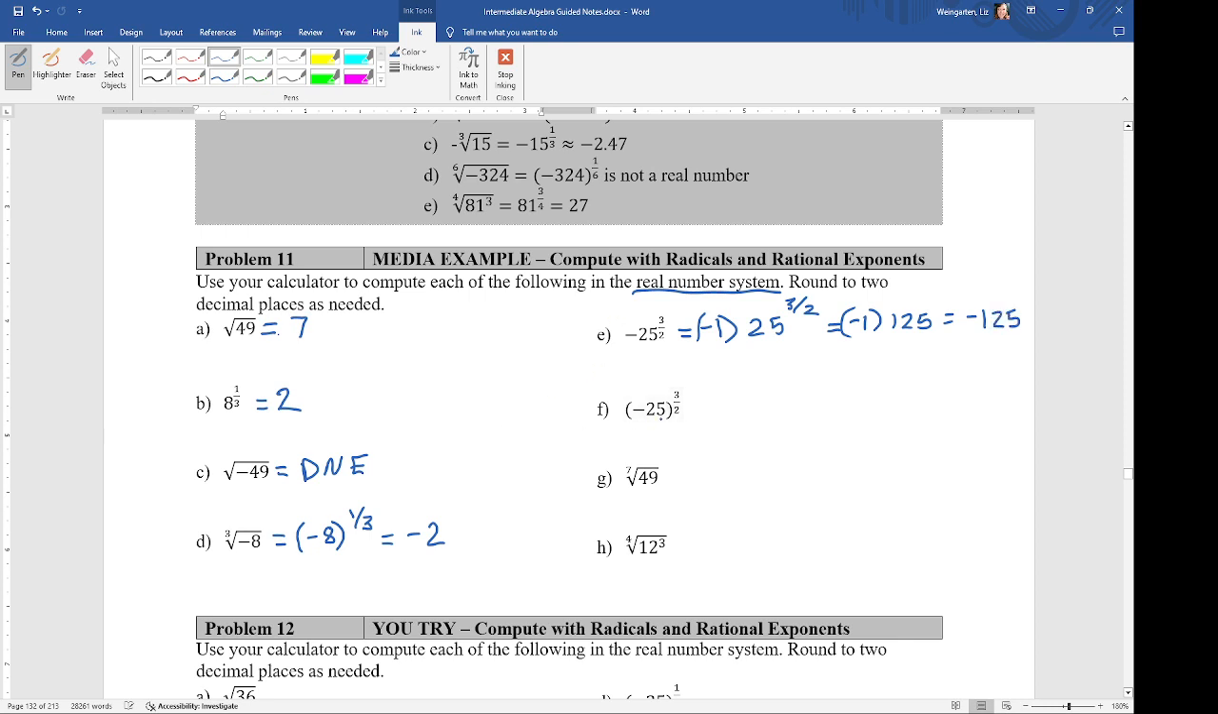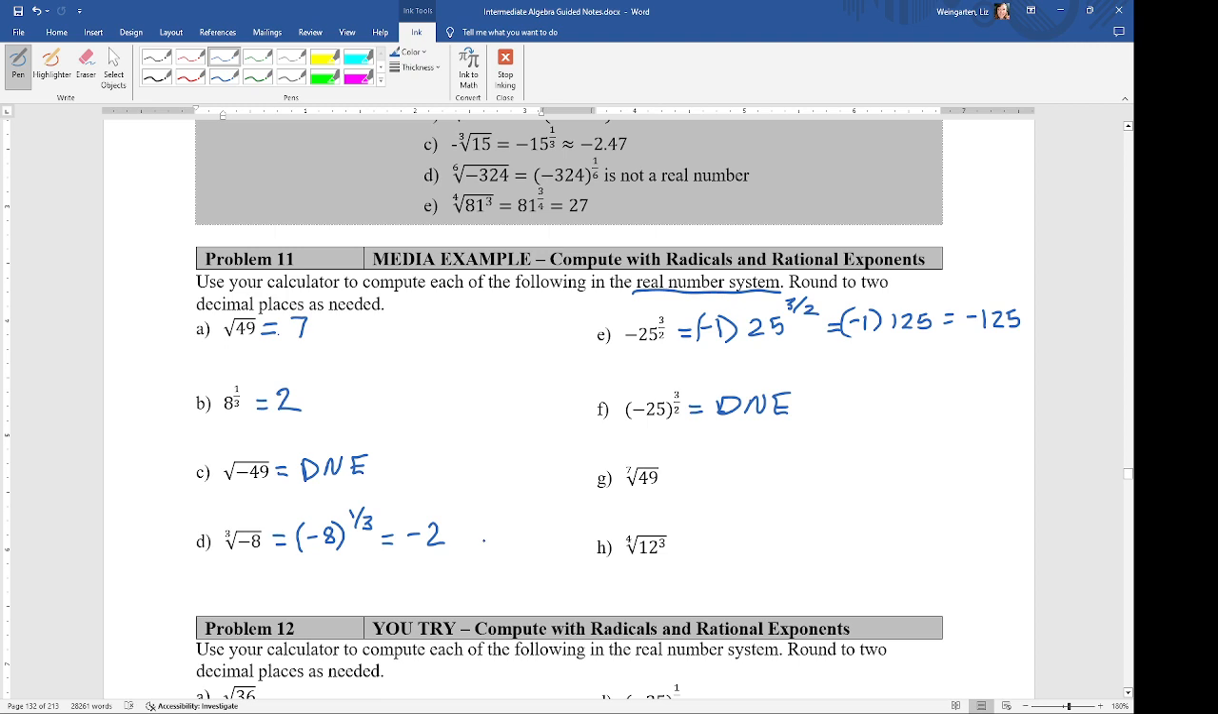Now here, the negative is inside the parentheses. The number in the denominator is even. This means we're taking an even root. We cannot take an even root of a negative number. If you try typing this into your calculator, you'll get an error. So this solution does not exist in the real number system.